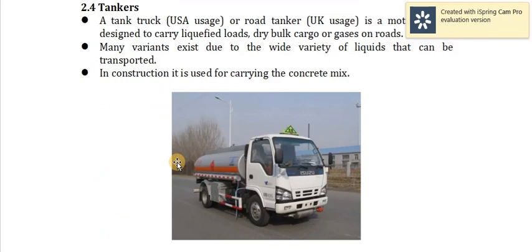Next, we have tankers. A tank truck or a road tanker. Alright, tank truck for US and road tanker for the UK. So, tankers are motor vehicles designed to carry liquefied loads, dry bulk cargo, or gases on roads. Many variants exist due to the wide variety of liquids that can be transported.